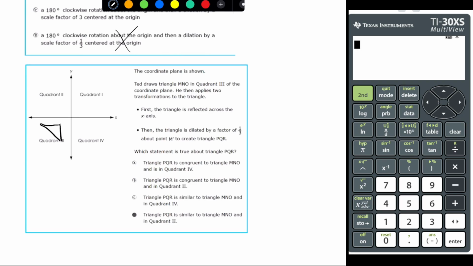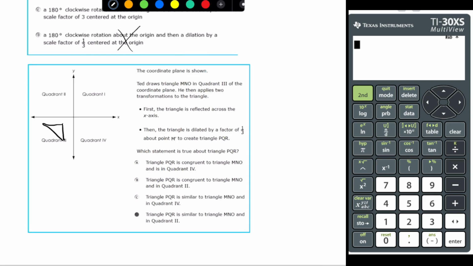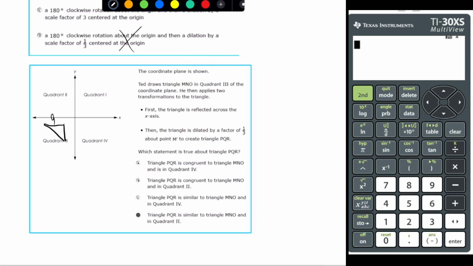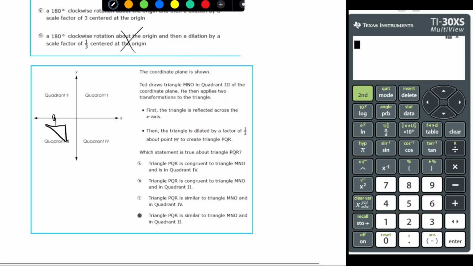First, the triangle is reflected across the x-axis. Okay, so our x-axis is right here. So we're going to reflect it, and it's going to look something like this. Like I said, it should look like a mirror image. The spots that are closest to the axes are still your spots closest to the axes. Your point here, that's the point farthest away from the axis, is still the point farthest away from the axis.